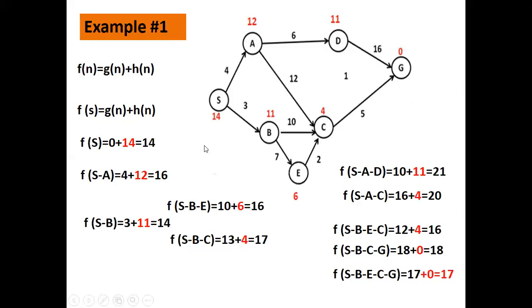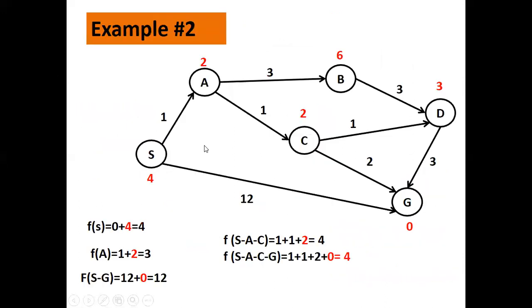There is another small example. Of course, I have not worked it out fully because you can all explore it. Again, you start with the start state. The estimated cost of reaching from the start state to the goal state is 4. So f of S is 0 plus 4. Why 0? Because the actual cost of reaching the start state is 0. The estimated cost to reach the goal state is 4.